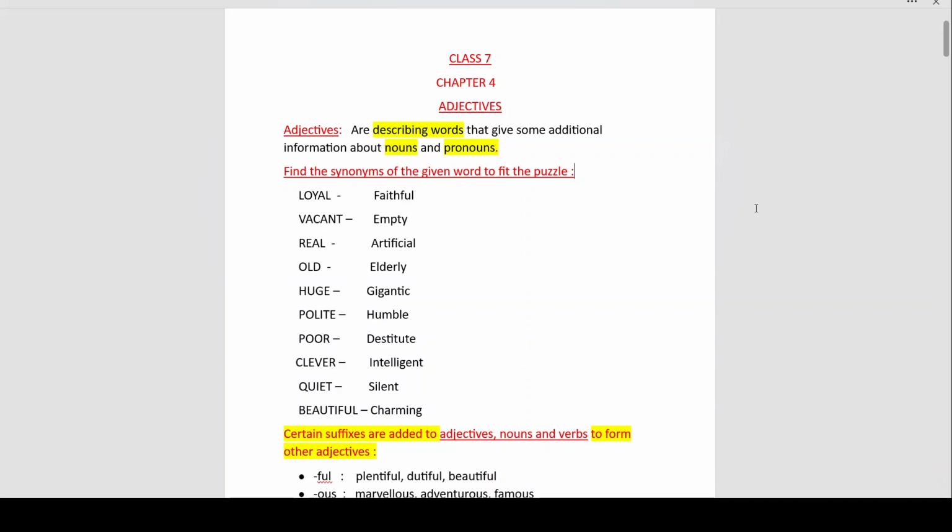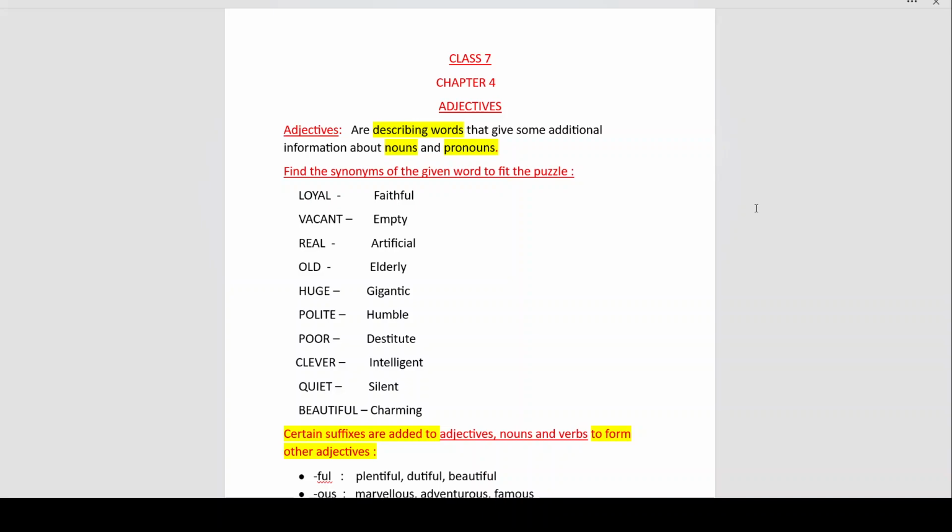Today we shall do chapter 4, adjectives. Now what are adjectives? Adjectives are describing words that give some additional information about nouns and pronouns. Now what are nouns? Nouns are naming words which are used to name a person, place, animal or thing. And pronouns are those which are used in place of nouns to avoid repetition in a sentence.